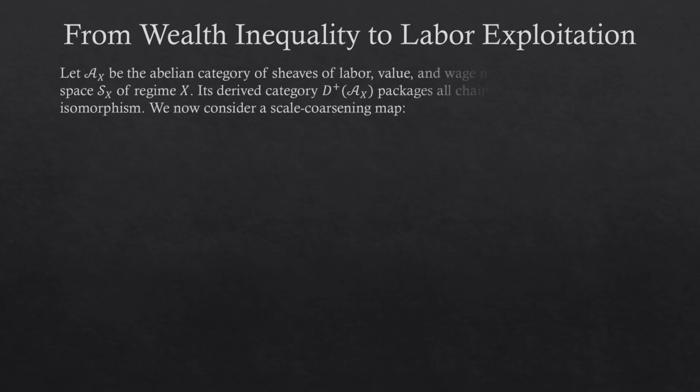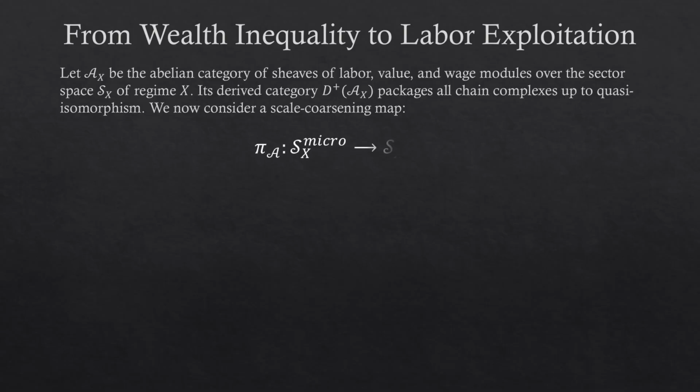Let A sub X be the abelian category of sheaves of labor, value, and wage modules over the sector space S sub X of regime X. Its derived category, D plus of A sub X, packages all chain complexes up to quasi-isomorphism. We now consider a scale coarsening map, where pi sub lambda maps us from the micro sector space to the macro sector space of regime X.